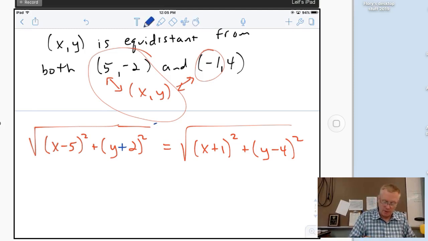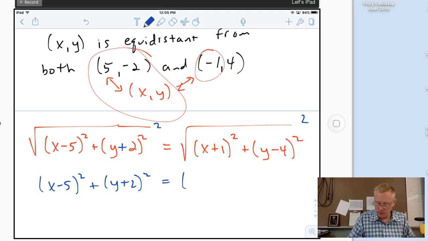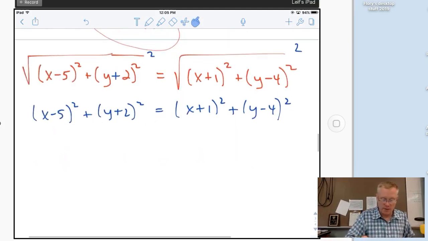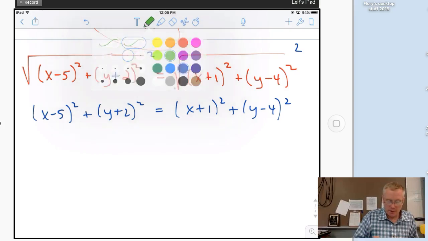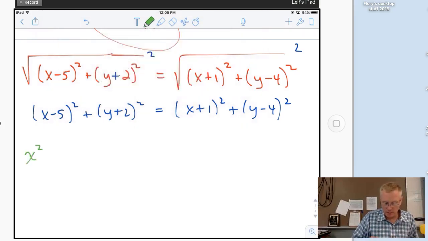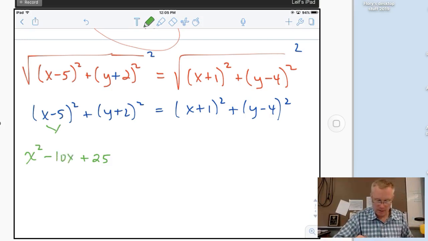So first thing is, if I square both sides and I get rid of these radicals, then I'm left with x minus 5 squared plus y plus 2 squared equals x plus 1 squared plus y minus 4 squared. Now I've got to multiply all these things out. So first one is x minus 5 squared. To do a perfect square, square the front number, I'm going to put a minus there, and then the last number squared, 5 squared is 25. To get the middle term, multiply the two terms together and then double it. X times negative 5 is negative 5x, doubled is negative 10x. Okay, so that's that one.